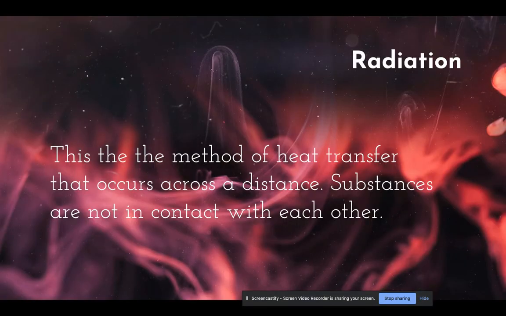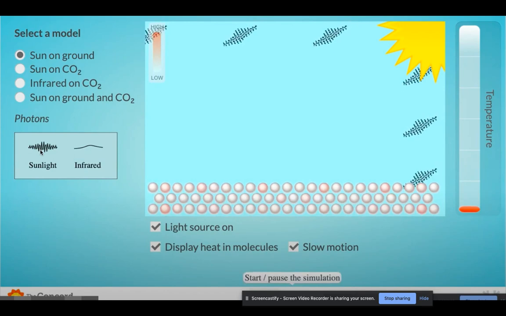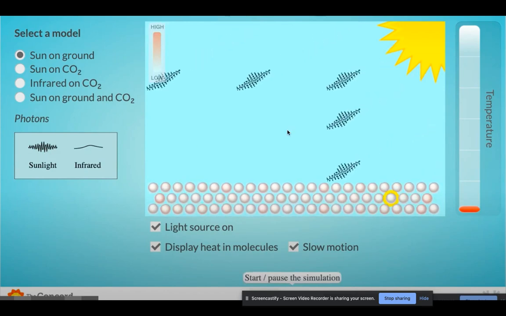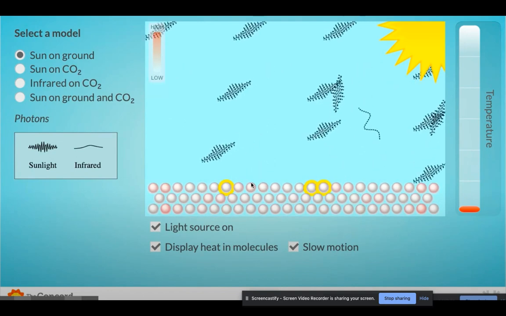And then the third method is radiation. And this is the method of heat transfer that occurs across a distance. So substances are not in contact with each other. And this is most commonly modeled by, here we got some sun shining on the ground. And you can see the sunlight or the big squiggly lines. So these things here that look like fuzzy caterpillars, those represent sunlight.